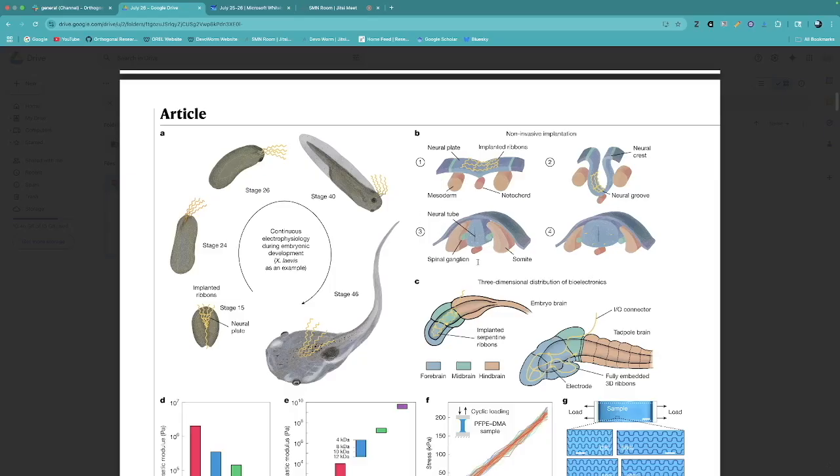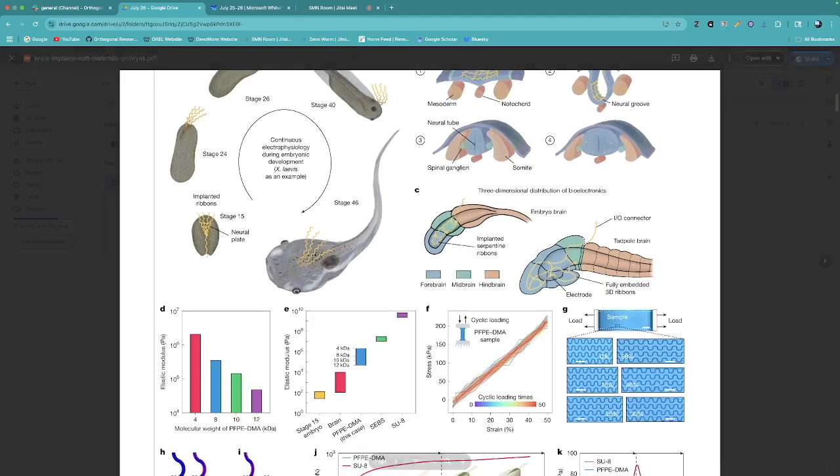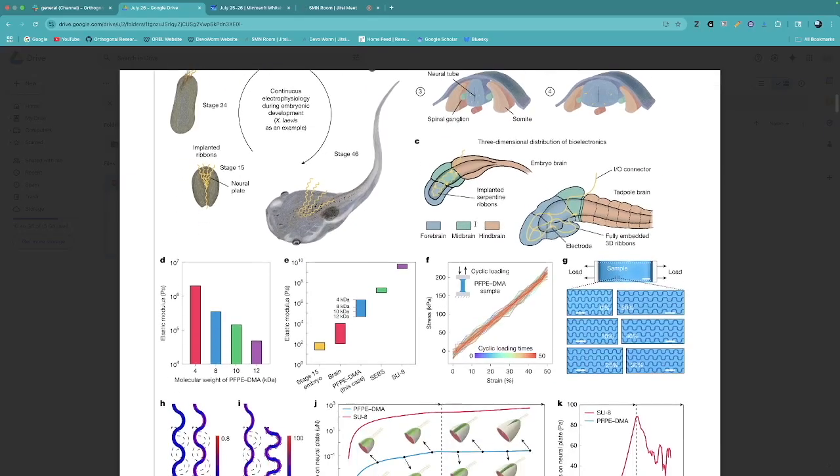You get the somites on these sides, the spinal ganglion. So the brain is building around the folded neural tube. The neural tube is closed. And then the neural tube closes and expands, and you can see the implants are still there with the surrounding tissues. And then 3 shows the three-dimensional distribution of bioelectronics. So as far as I know, they don't distribute themselves outward. They're just there. The ribbons are put down in the early neural plate stage, and then they get embedded by just the movement of the embryo.